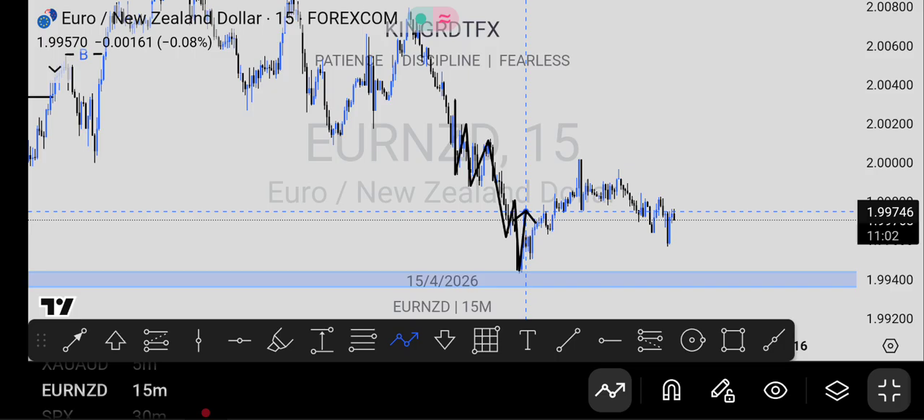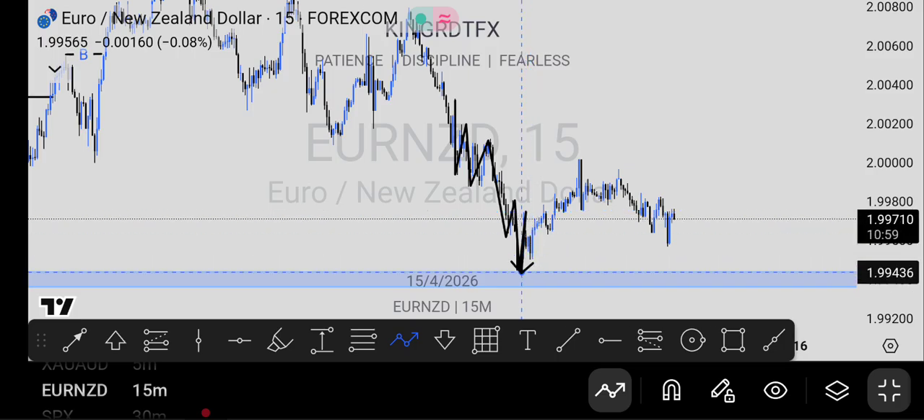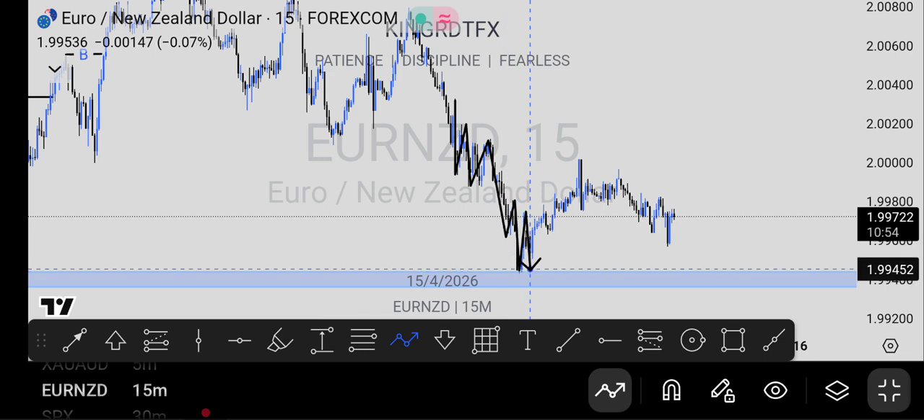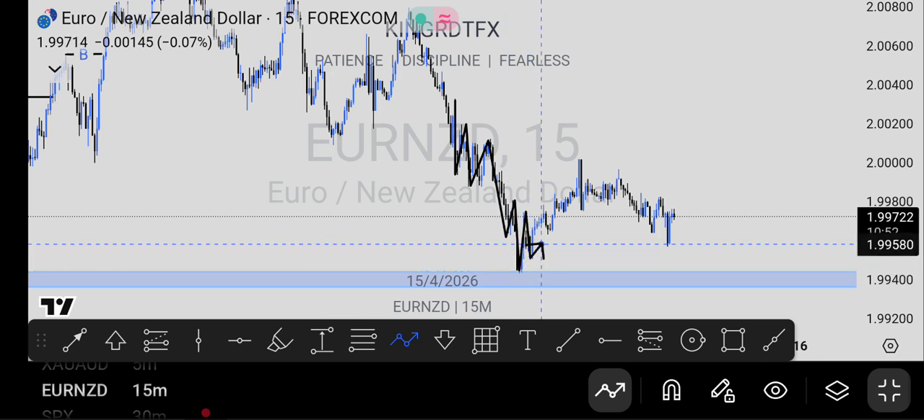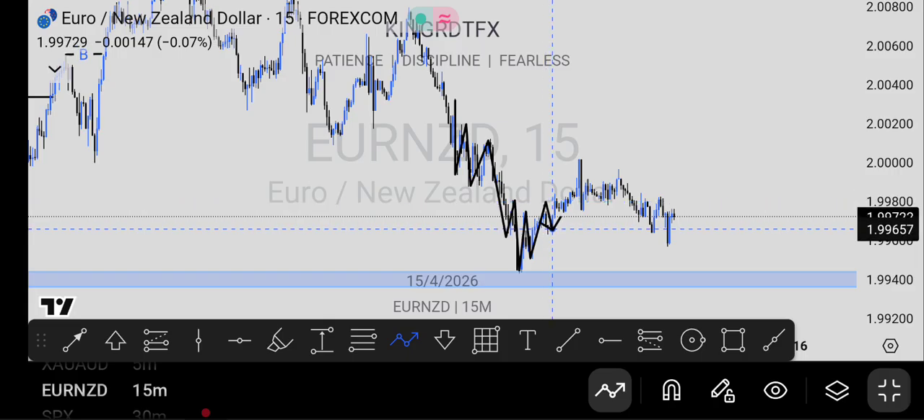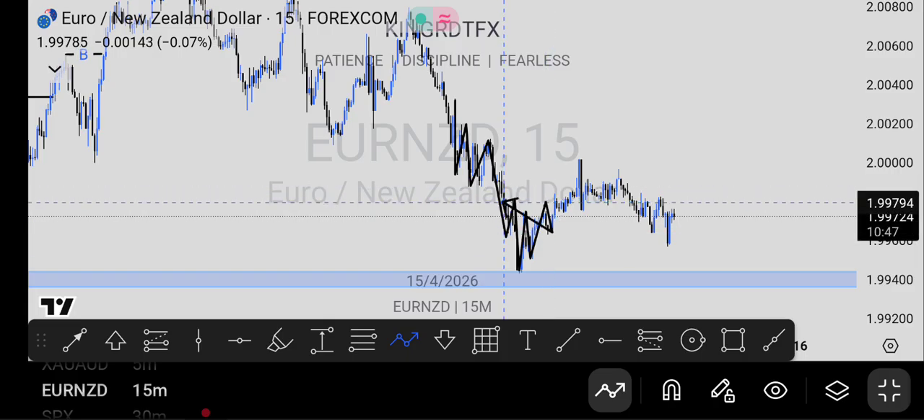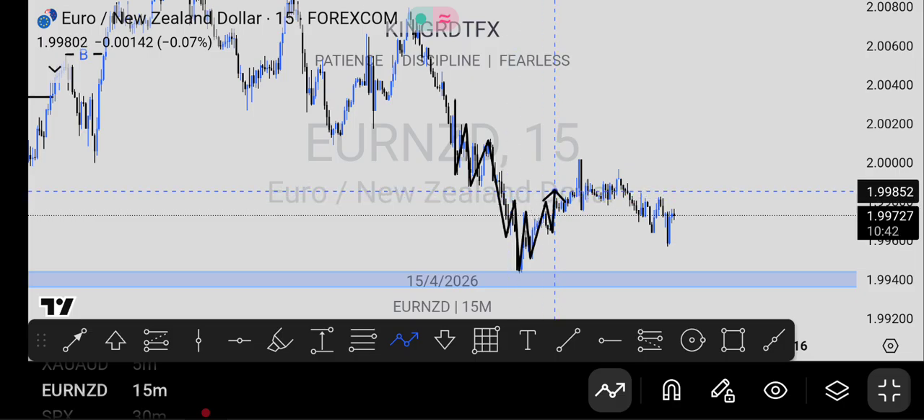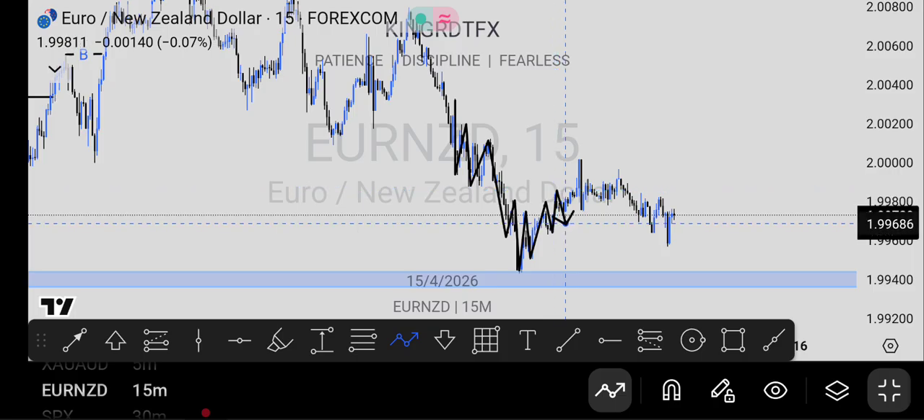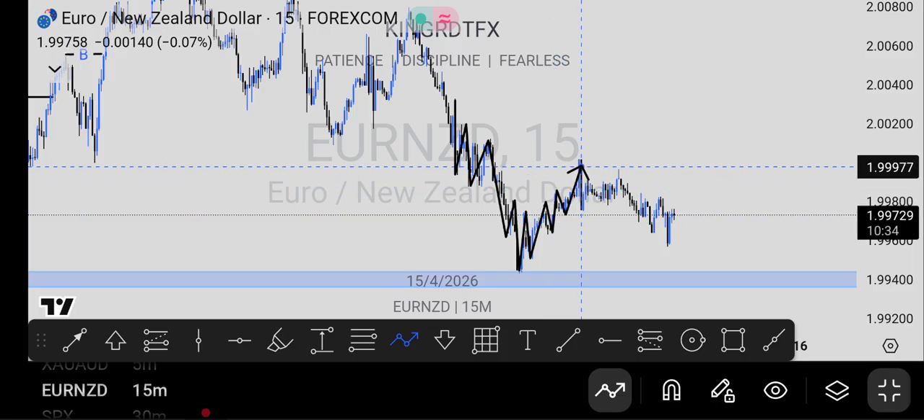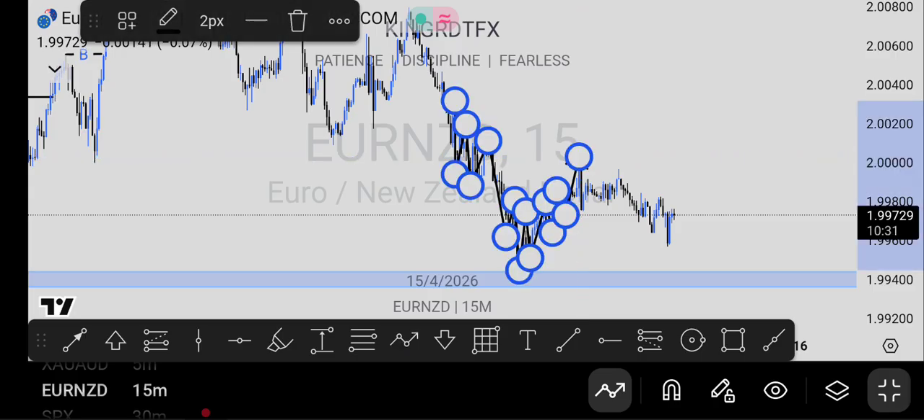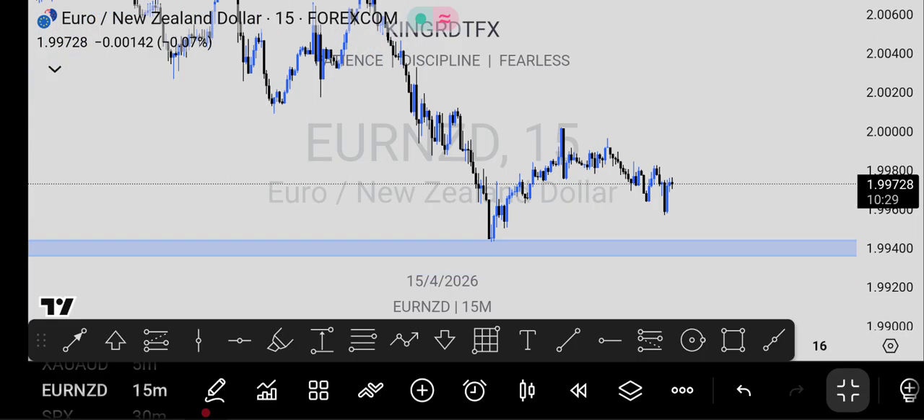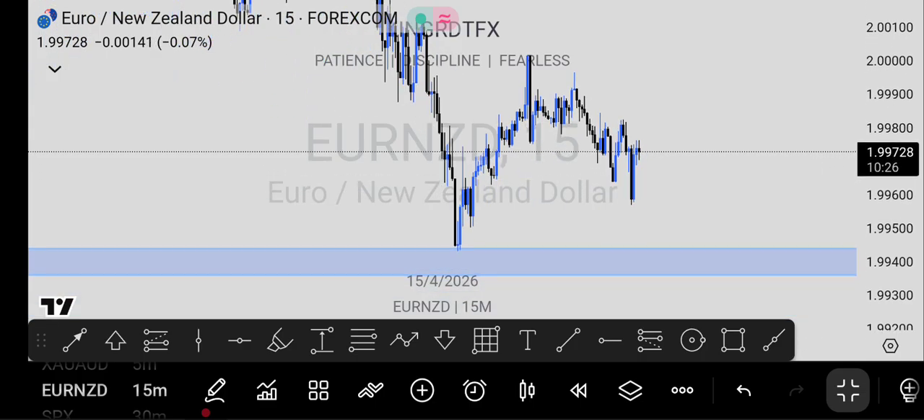Price couldn't break, came here. Price failed to break here, right? Failed. So came here, and then price broke here, and this is what we call a change in state of delivery. Price broke here, started creating higher highs, higher lows. You see, so now we're looking for an entry, right?